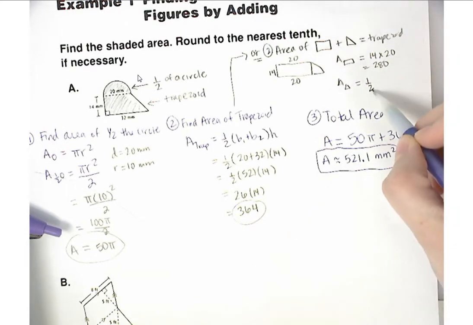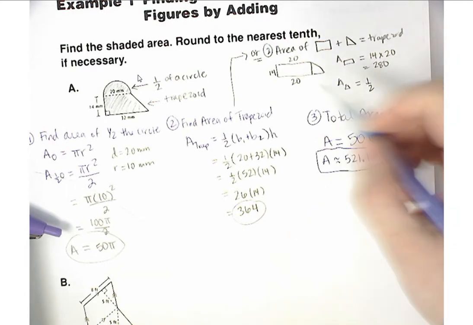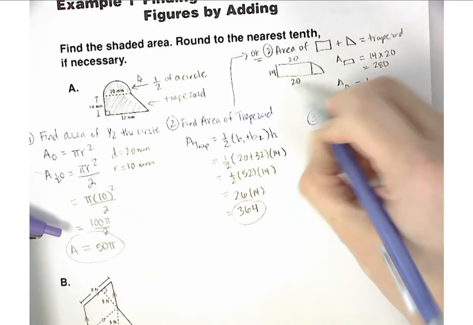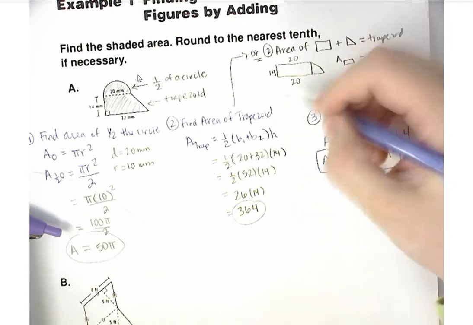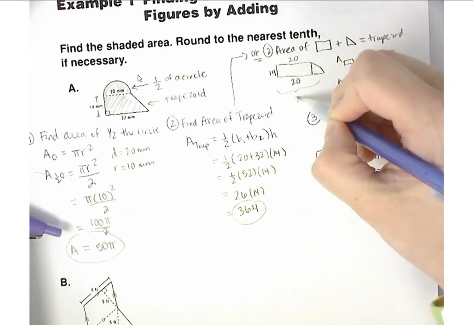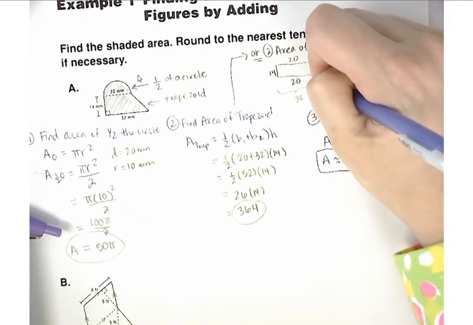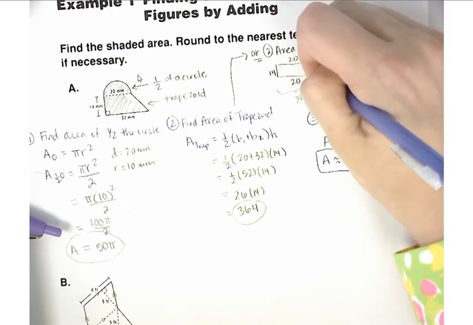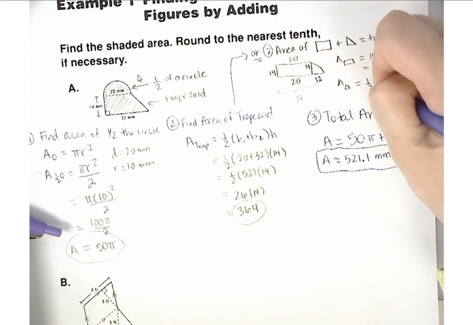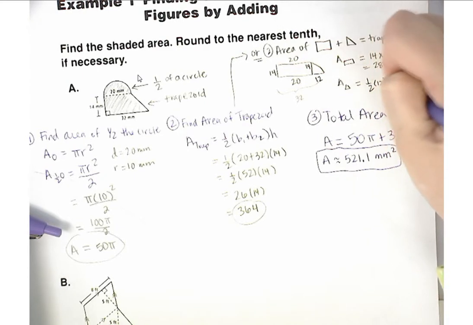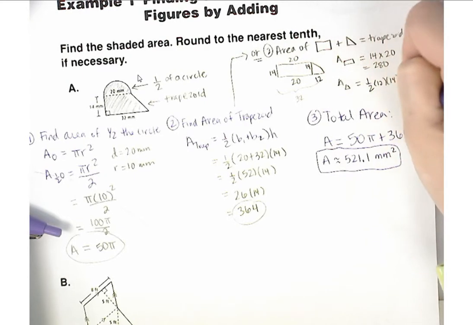Okay, so this is going to be 1/2 times your base, which, what is your base going to be? If this whole thing is 32, what's the base of your triangle? Yeah, what is it? 12. And then this is 14. Okay, so it's 1/2 times 12 times 14, which is 84.